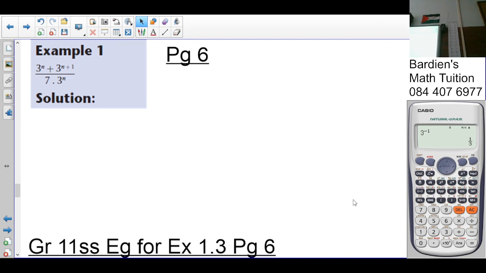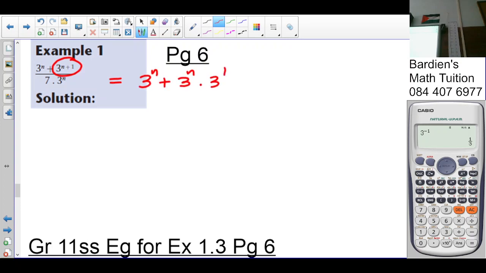Okay, so again the question is to simplify. We've got 3 to the n plus 3 to the n plus 1, over 7 times 3 to the n. So what was the first rule? You must break up the bases. So looking at 3 to the n plus 1, that can be written as 3 to the n times 3 to the 1, over 7 times 3 to the n.